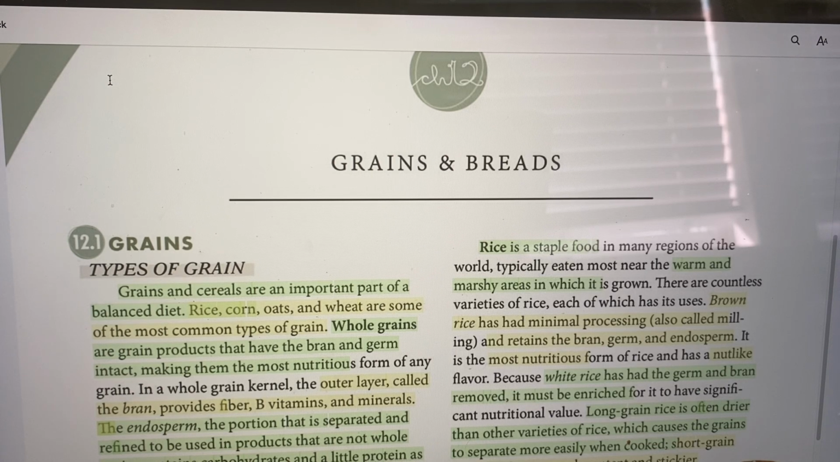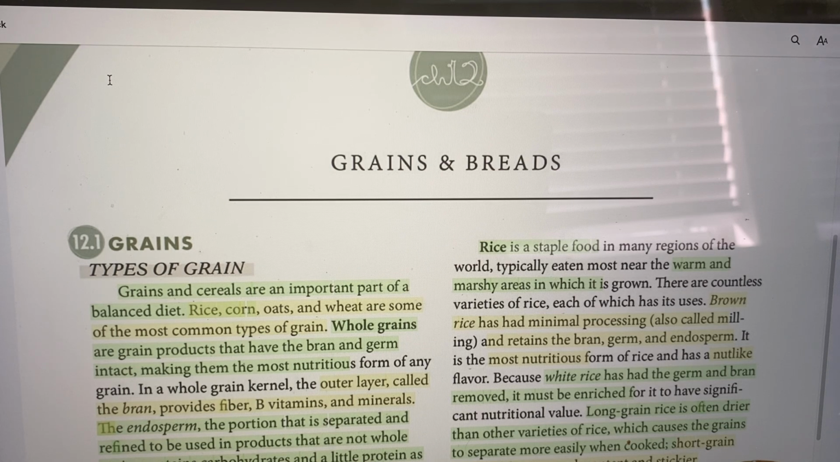So the types of grains. Grains and cereals are an important part of your balanced diet. Rice, corn, oats, and wheat are some of the most common types of grains. We have whole grains, and whole grains are grain products that have the bran and the germ intact. So we're going to talk about the different layers of grains, bran and germ being two of those layers.